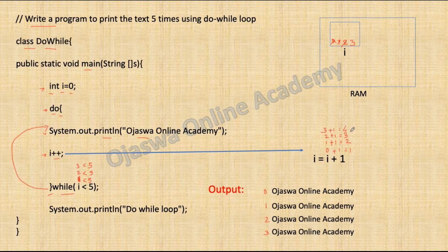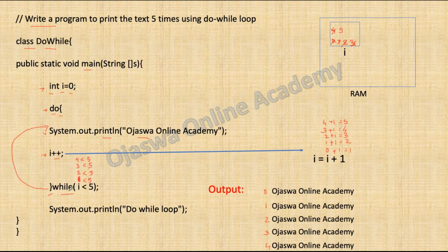Value of I is 3 plus 1, 4. Now the updated value of I is 4. I is updated to 4. Condition is checked. Value of I is 4 less than 5. Condition is true. Hence control of the program goes inside the do block and the statement system.out.println is executed and the text is printed to the console for the fifth time when value of I is 4. I is incremented. Value of I is 4 plus 1 equal to 5. Now the updated value of I is 5. Hence I is replaced with 5.